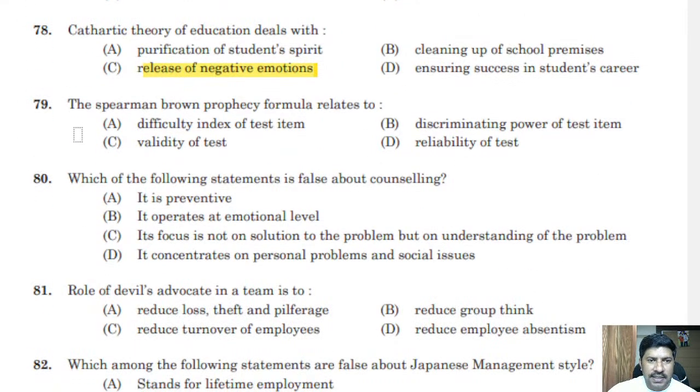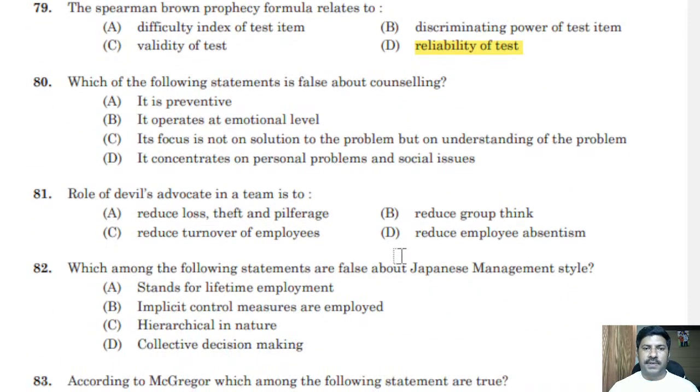Then 79th, the Spearman-Brown prophecy formula relates to. Correct answer option D, that is reliability of test. These questions are from nursing research.